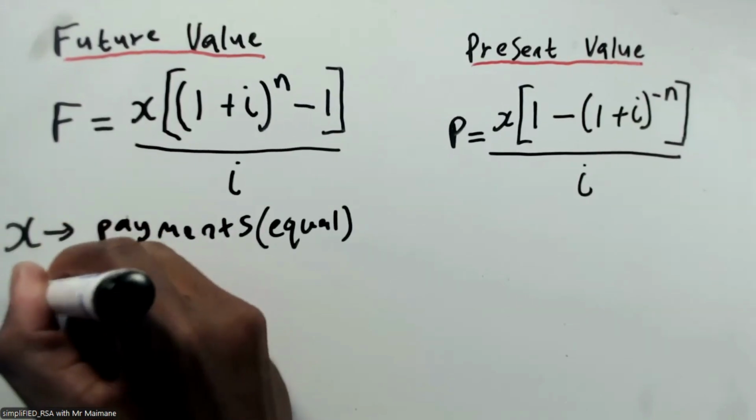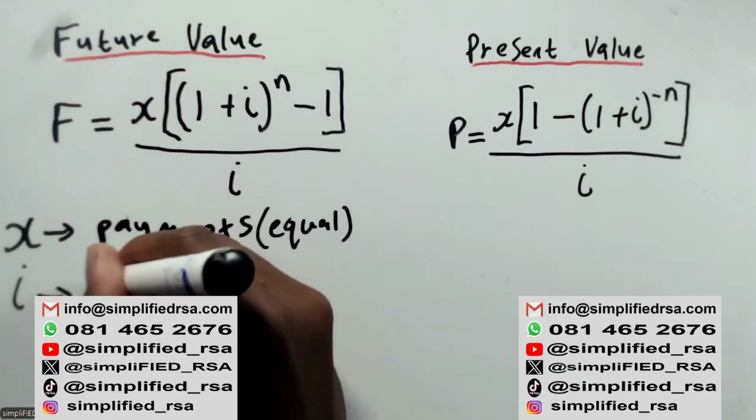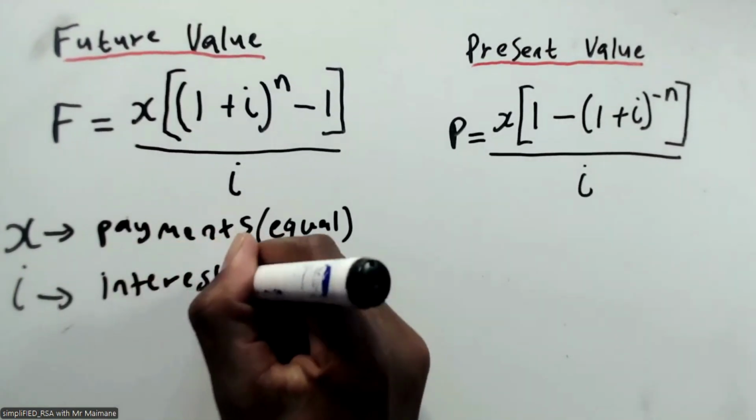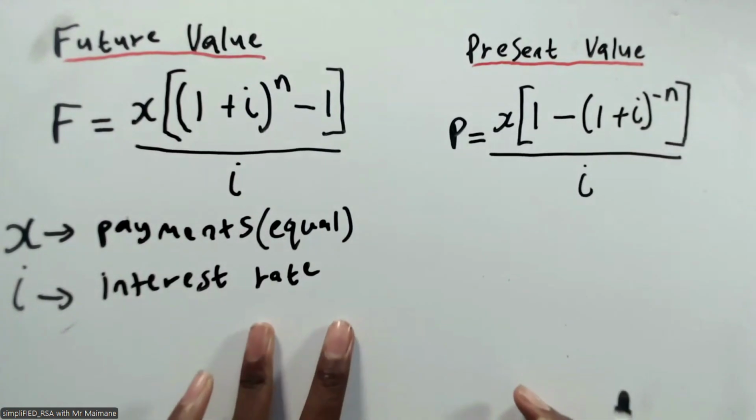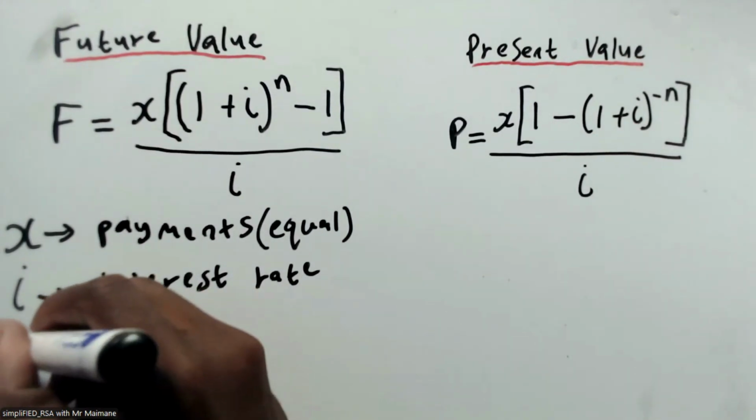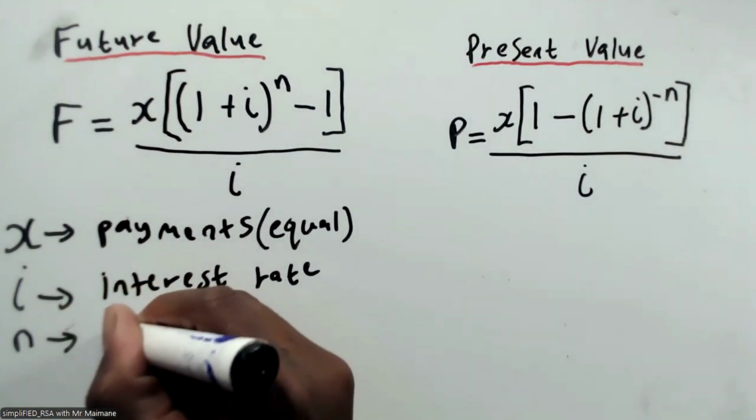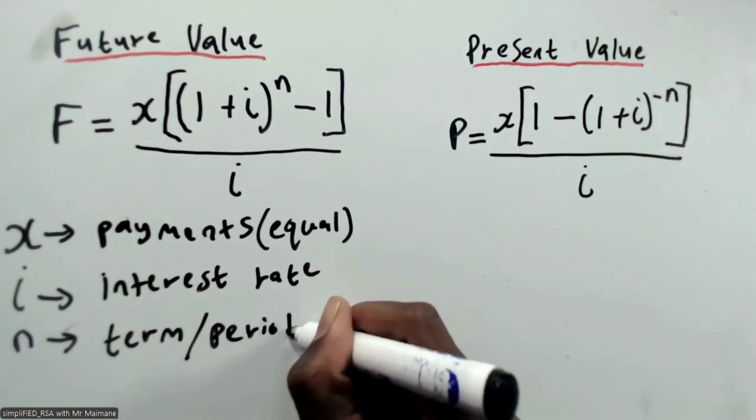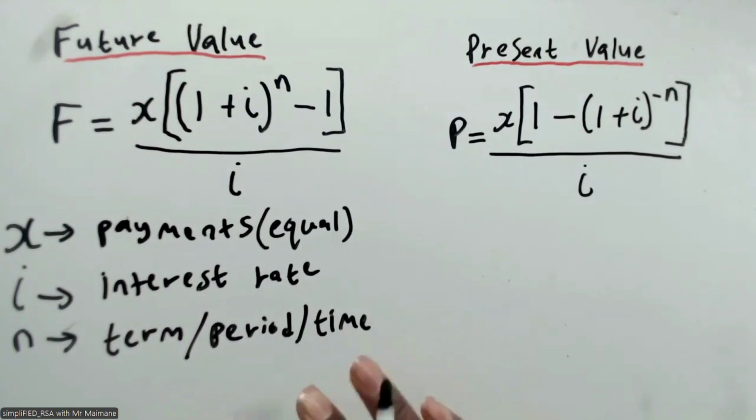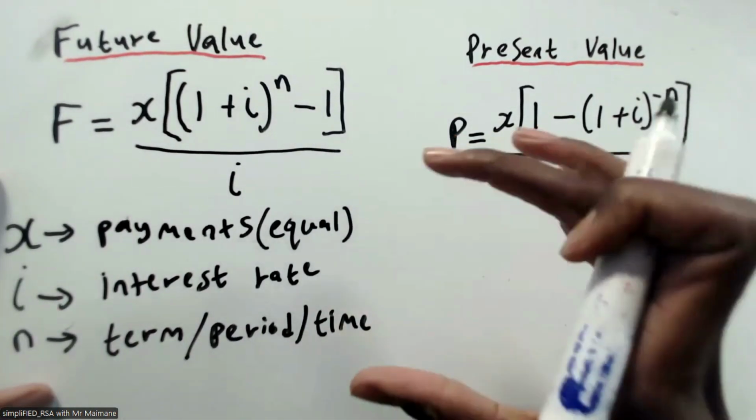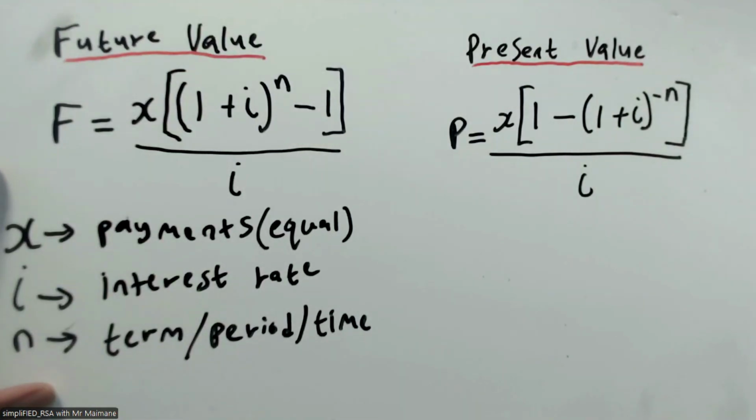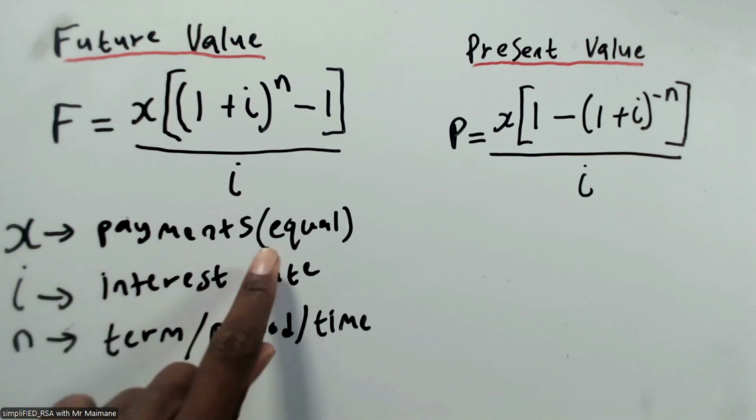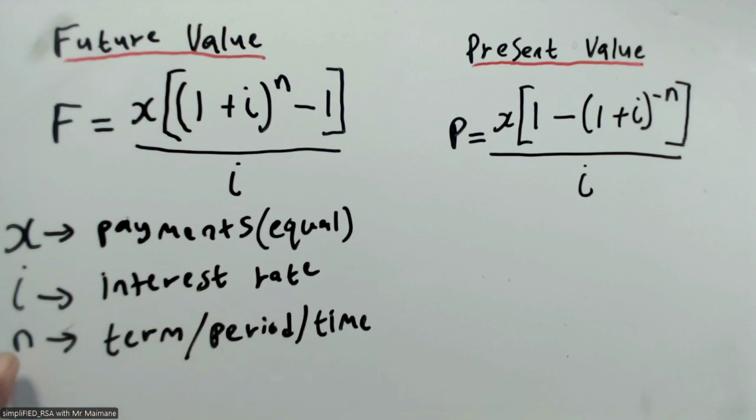And then we have I. I represents the interest rate. And we have N. N stands for the term. You can call it the term or the period or the time it takes for the payments to be made on those equal payments, which are done either monthly, weekly, daily, regardless of the situation. So now, X is the equal payments, I is the interest rate, N is the term or the period.